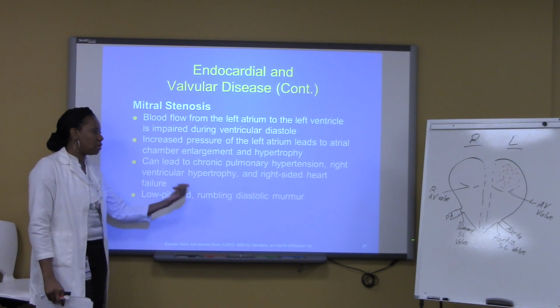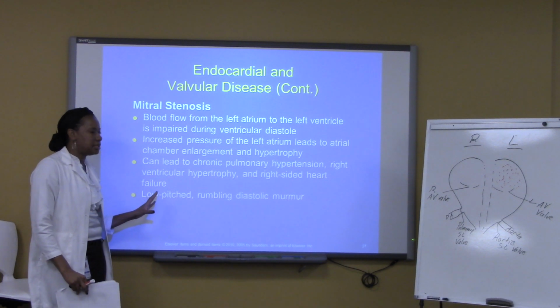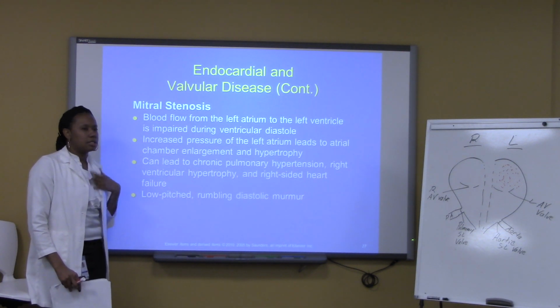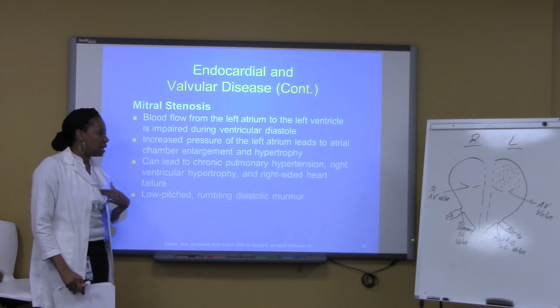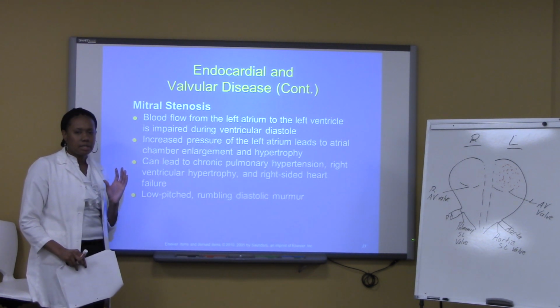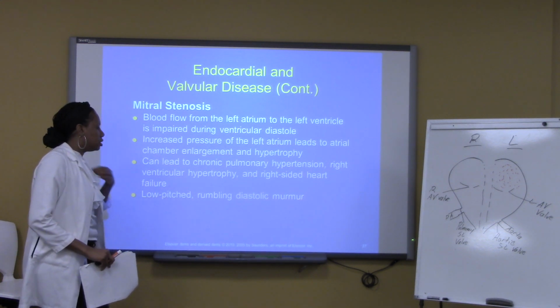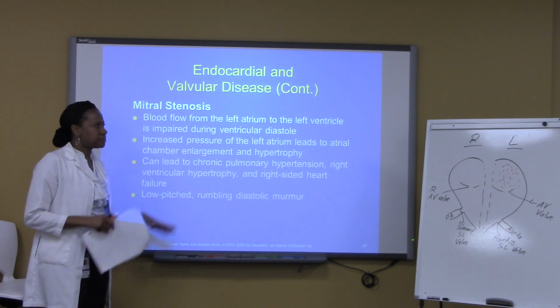So: low pitch, rumbling, diastolic murmur. I know you don't know what that means, but what happens here is that it's a low sound. It sounds like a kind of rumbling noise, okay? And it's a diastolic murmur, meaning that when the heart is in a state of relaxation, that's when this murmur happens. So just make sure you memorize this, okay?